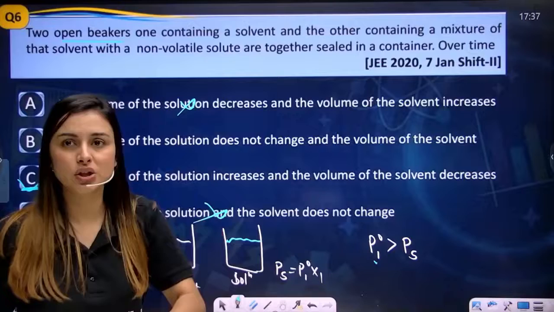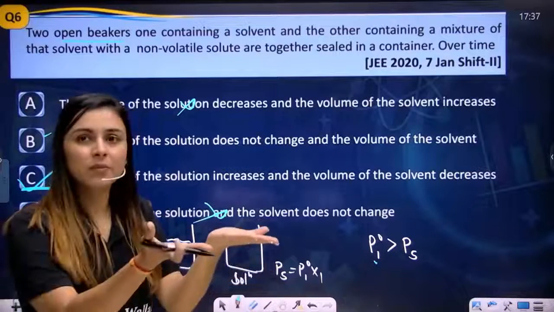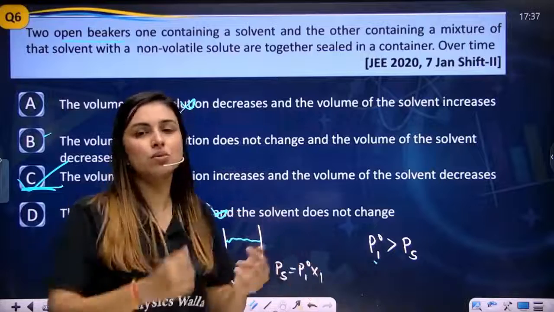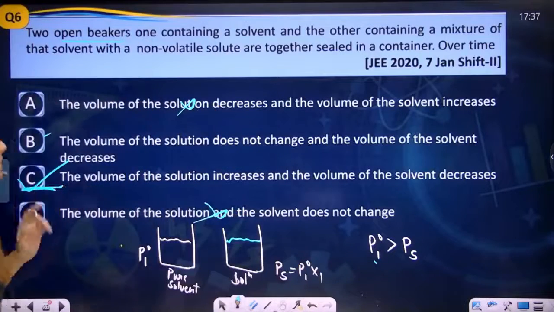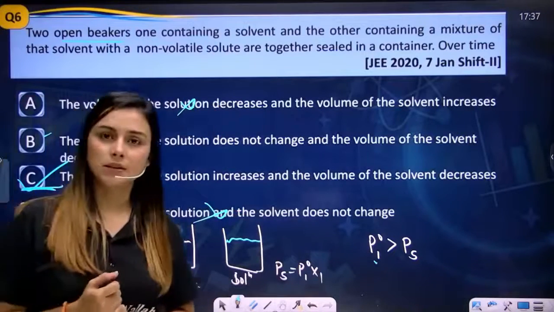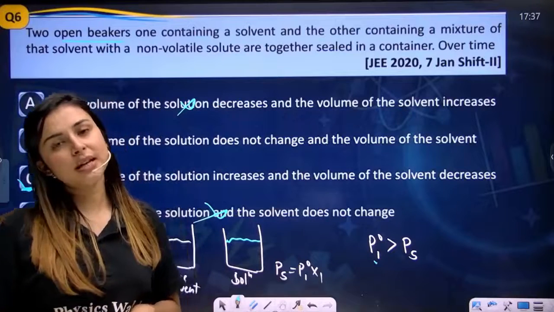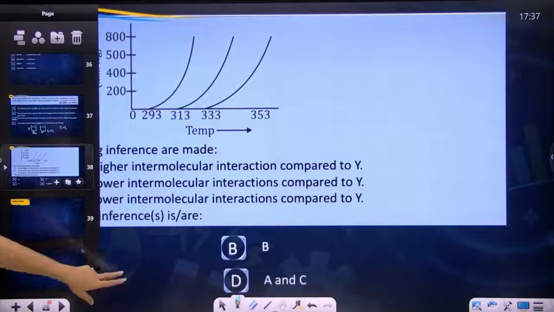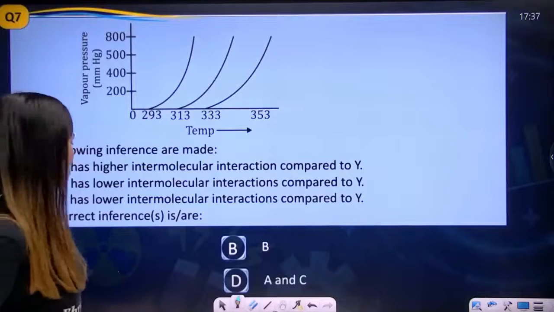If we see both of them, we'll feel like the solvent's volume is decreasing and the solution's volume is increasing. So option C will be your correct answer. I hope you can answer this question like this. Perfect. Let's move forward. Here you have today's last question, my dear students.